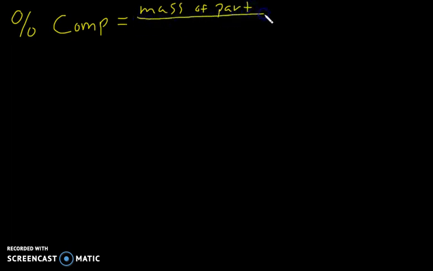Hello, in this video we're going to be talking about how to do percent composition by mass of elements in a compound. To do this we're going to need a formula. Our percent composition formula is that we take the mass of the part we're trying to find, whatever element that is in our compound, over the mass of our whole compound, and then we multiply that by 100, and that gives us our percent composition.